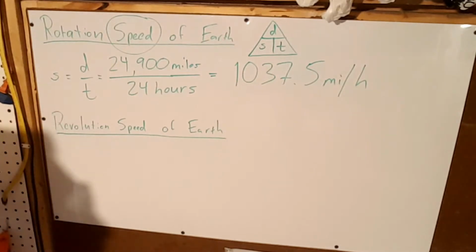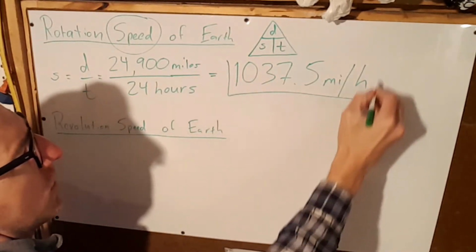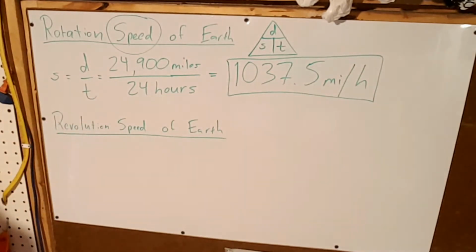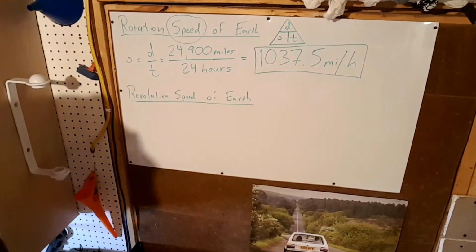So it's a little over 1,000 miles per hour. A little bit over 1,000 miles per hour. So you can just kind of memorize 1,000 miles per hour for how fast the Earth is rotating, and you should be pretty good to go. Next up, we got the calculation for revolution speed of Earth.